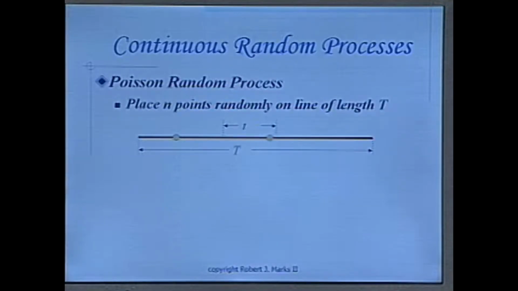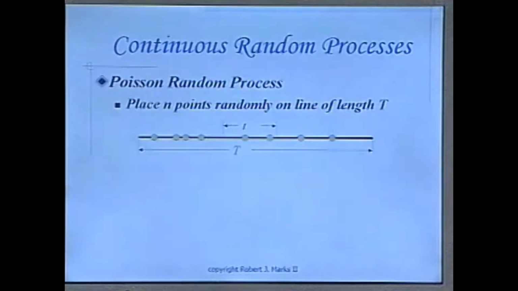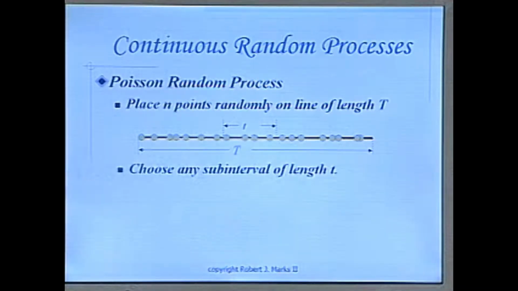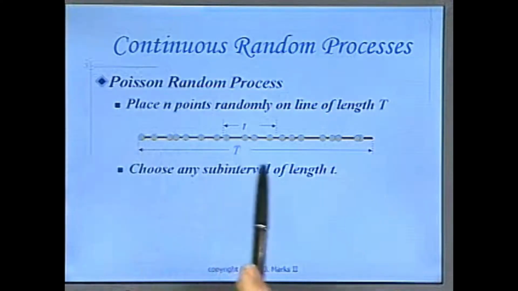So there's one. Say I have them coming in from all over. So we have a whole bunch of them. You can't see them on the TV, can you? Okay, so you get the idea. Here we've placed n random points just randomly on the interval from 0 to T.